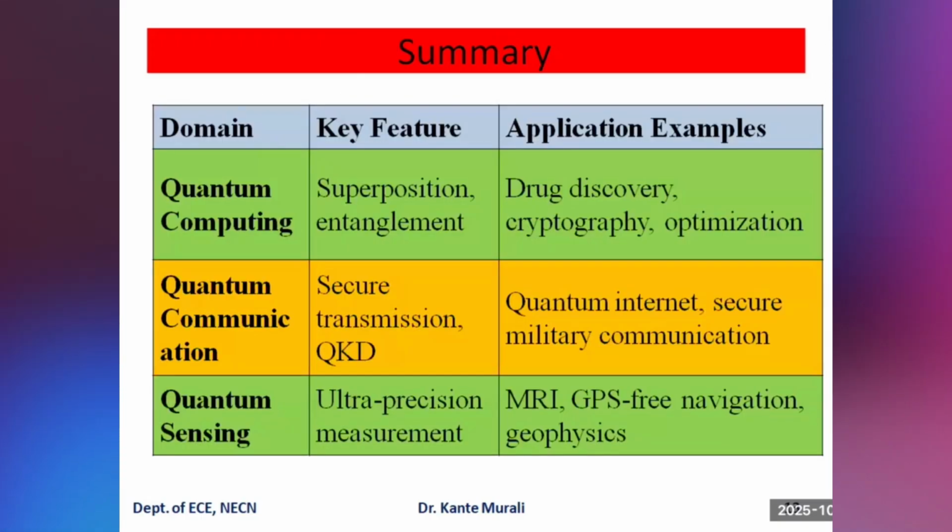Let's have a look at the summary. What are the different domains in the quantum technologies? What are the features we have? Where can you use them? What are the different types of applications we have? In quantum computing, features are superposition and entanglement, with applications in drug discovery, cryptography, and optimization. Whereas quantum communication offers secure transmission and supports QKD. It may be an upcoming technology in the case of the internet and secure military applications. In the case of quantum sensing, it's ultra-precision measurement. We can use it for GPS, geophysics, and MRI.